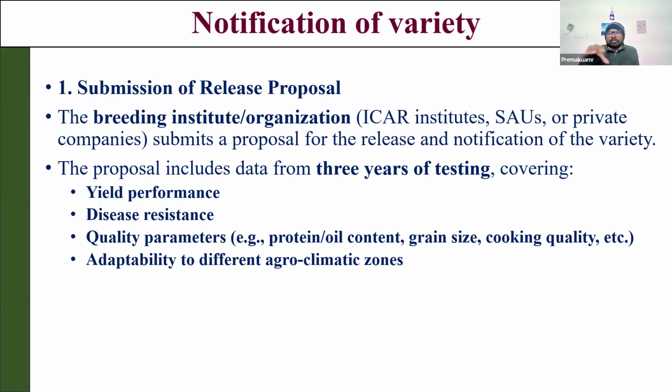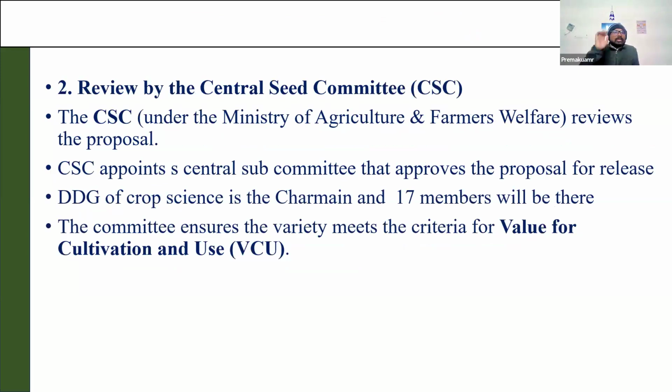You just observe the document: how they release the variety, who is the head for releasing the variety, the registrar, the DDG of Crop Science. Every piece of information will be there in that gazette notification. You just observe, you'll get to know many things. Then after that, the DDG Crop Science along with this 17-member team will decide whether your variety has to go for multiplication or not.